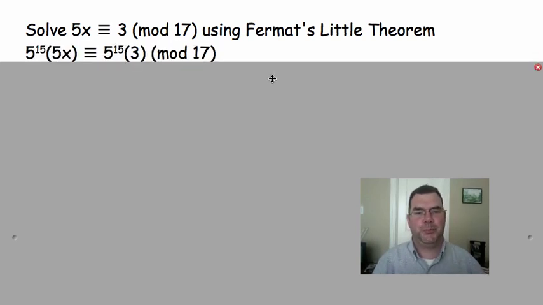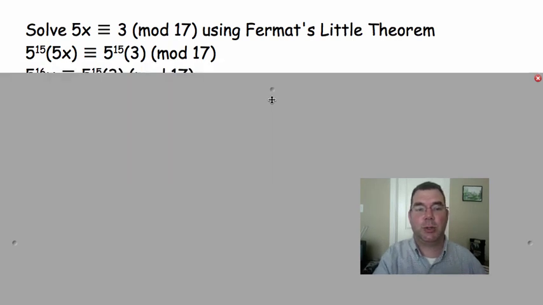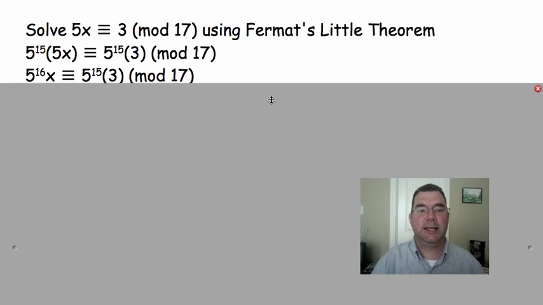So here's what I do. It's kind of a tricky thing, but I'll show you how to do it in general. I'm going to multiply both sides of this congruence by 5 to the 15. And watch what that does. That 15 seems arbitrary, but it's actually not. What that does is it gives me 5 to the 16 times x on the left-hand side, and it gives me 5 to the 15 times 3 on the right.